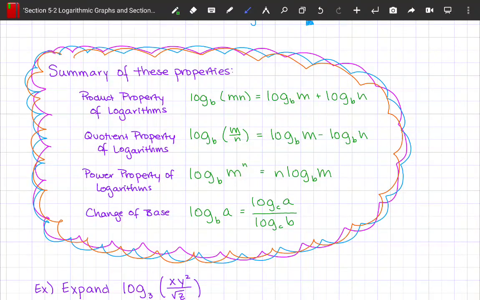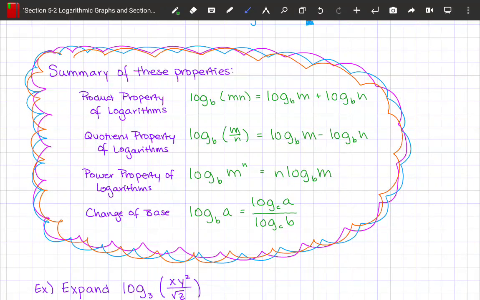And then here we have a power on the argument of a log. Whenever you have a power on the argument, you can pull the power out in front and multiply the log by that power. And then we have the change of base formula that says if you have a log in one base, you can change that to any base you want. We typically change it to base 10 or base e, but you can change it to any base you want. You put the original argument as the argument in the numerator, and you put the base as the argument in the denominator. And voila, there are your properties.